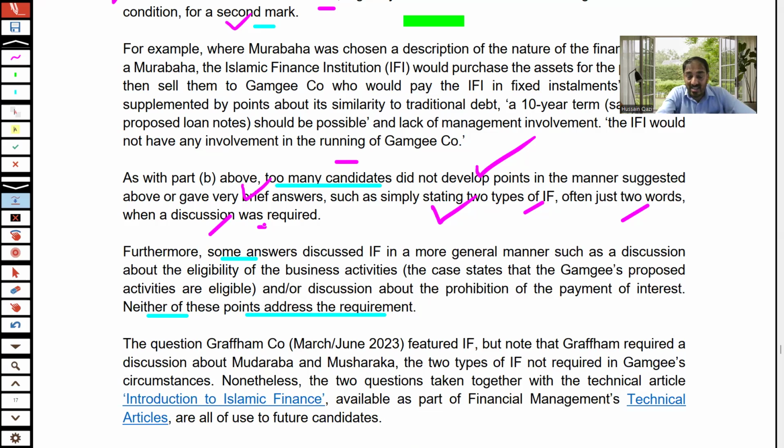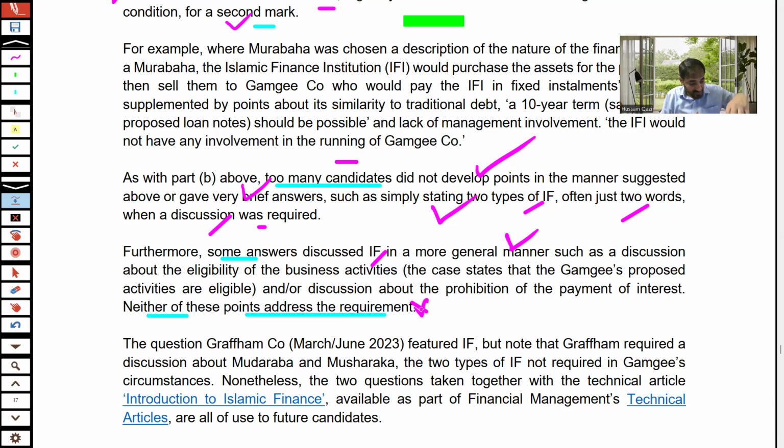Further, some answers discussed Islamic finance in a more general manner, such as discussion about the eligibility of the business activities, the case that Gamgee's proposed activities are eligible, and discussion about the prohibition of the payment of interest. Irrelevant answer. Neither of these points addresses the requirement. Be relevant. That's important. Give a relevant answer according to the requirement. Don't mention anything unnecessary.